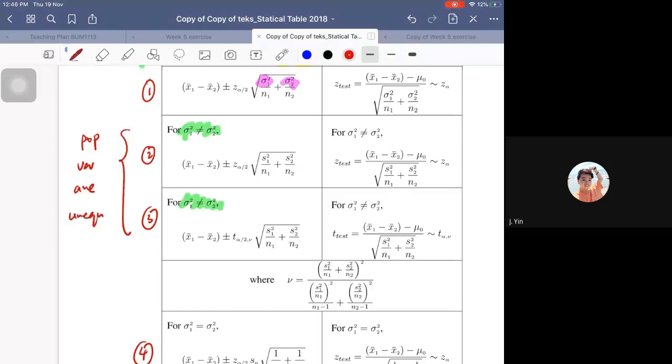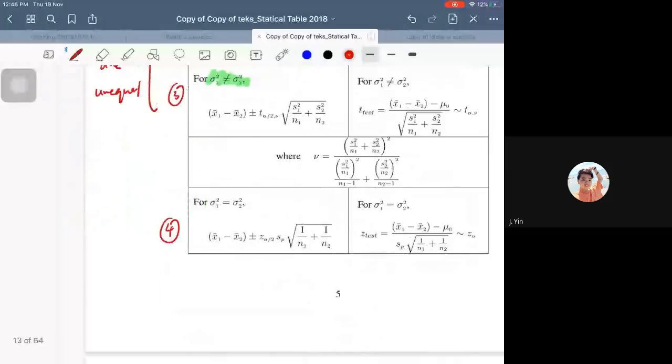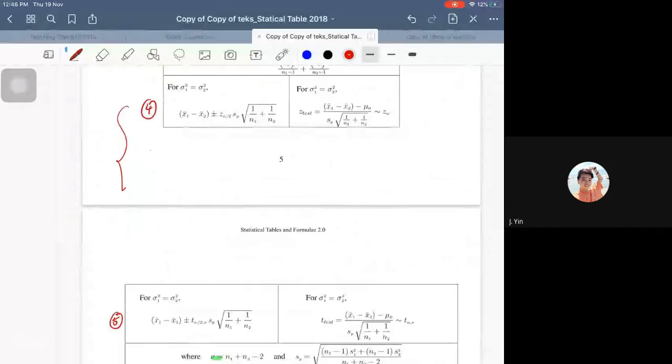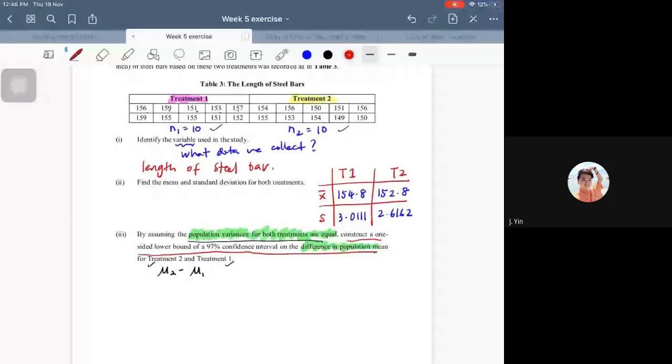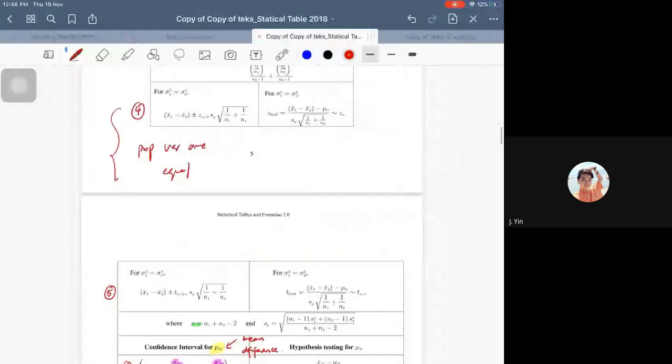Okay, and what happens if the population variances are equal? Then it's going to be either formula number 4 or 5. So this is the case when population variances are equal, which is what is written in our case. It says over here, assuming that the population variance for both treatments are equal. So that is why the only choices we have are number 4 or number 5.